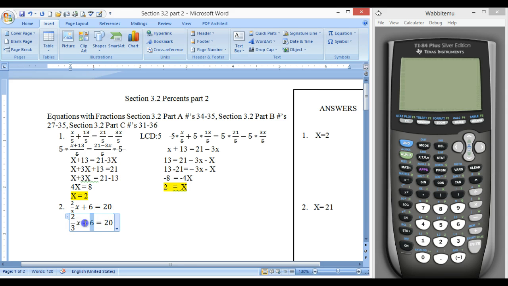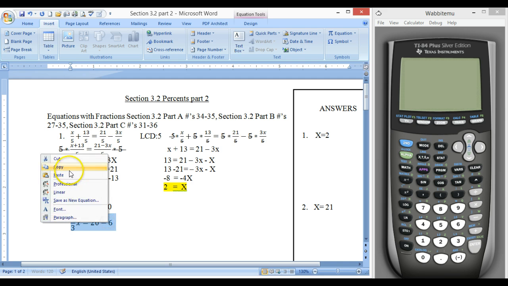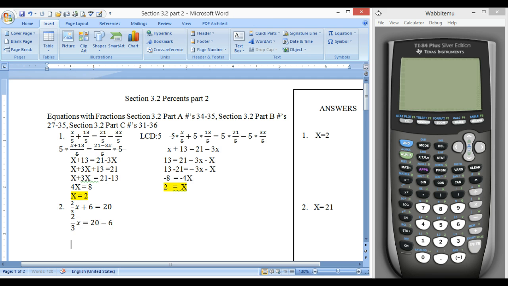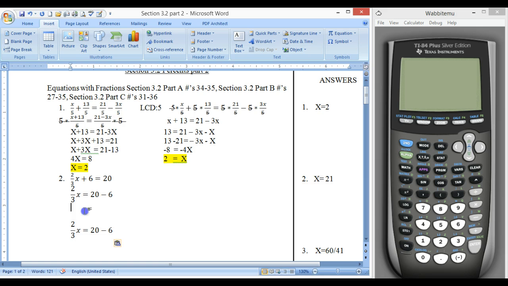All right, so I want to subtract the 6 over because I want to isolate the x. So I'm going to subtract the 6. And then I'm going to copy this again, bring it down to show my next step. Okay, 20 minus 6 is 14.